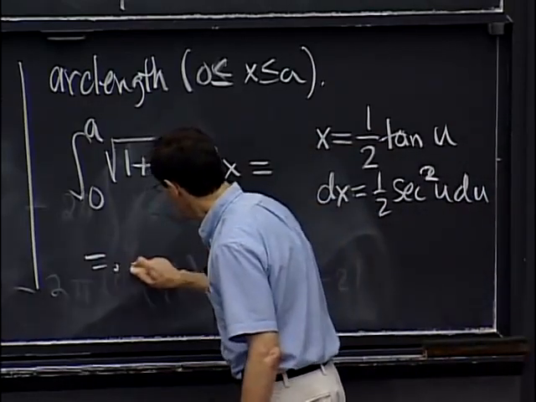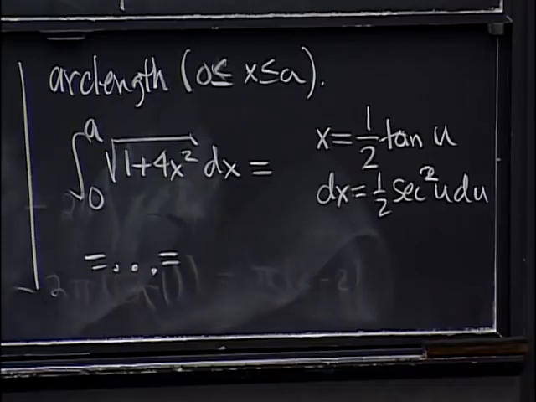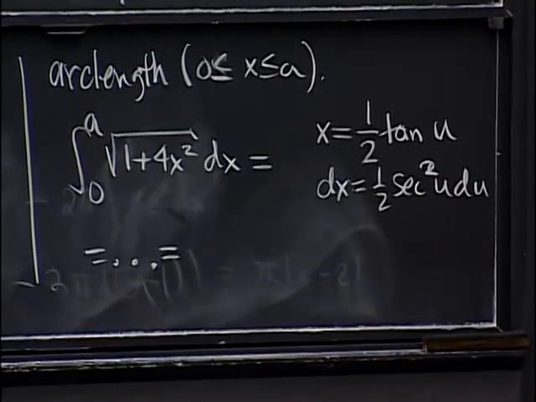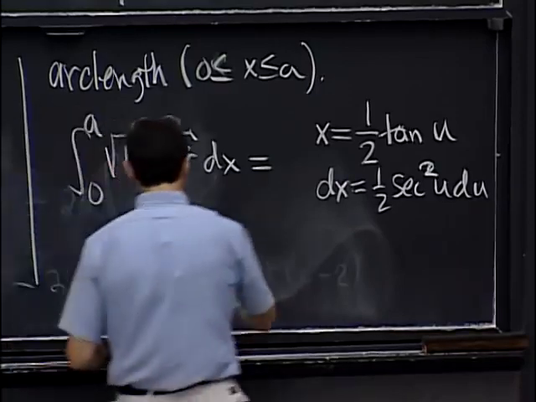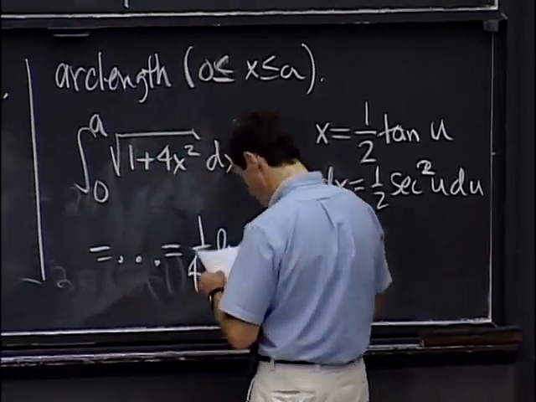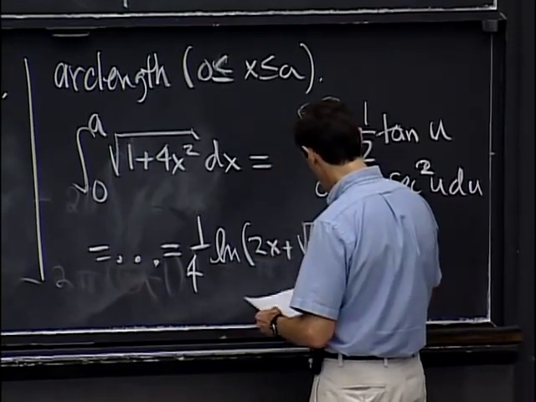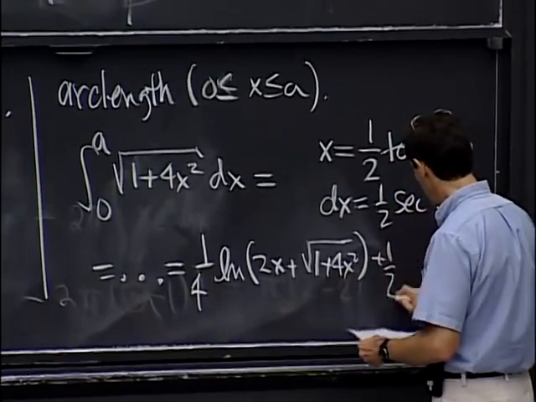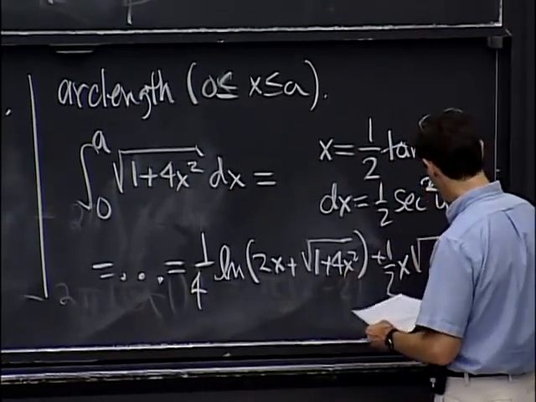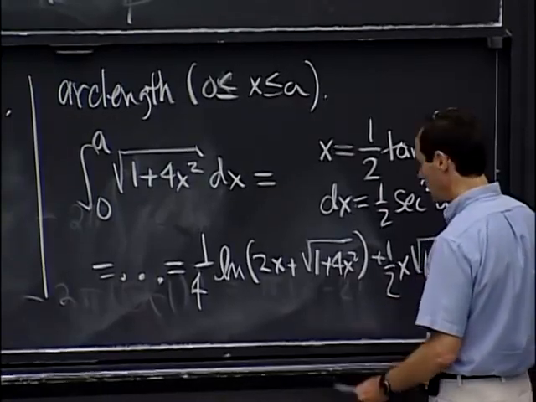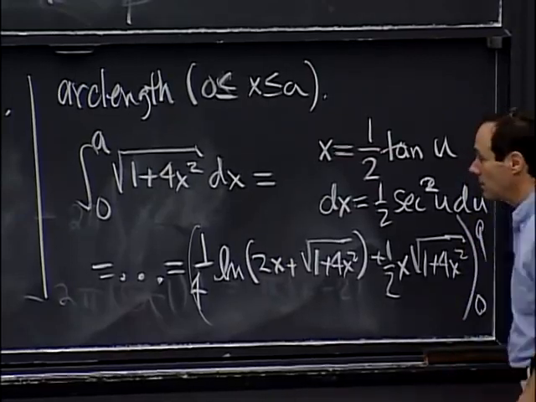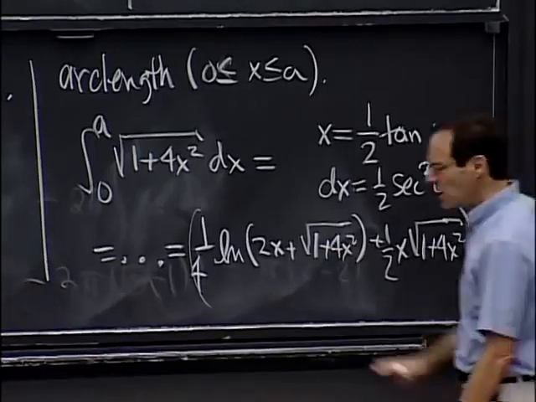So what happens if you do this? I'll write down the answer, but I'm not going to carry this out because every one of these is horrendous. But I think I worked it out. Let's see if I'm lucky. Oh, yeah, I think this is what it is. It's a quarter natural log of 2x plus the square root of 1 plus 4x squared, plus a half x times the square root of 1 plus 4x squared, evaluated at a and 0. So, yich, I mean, you know.